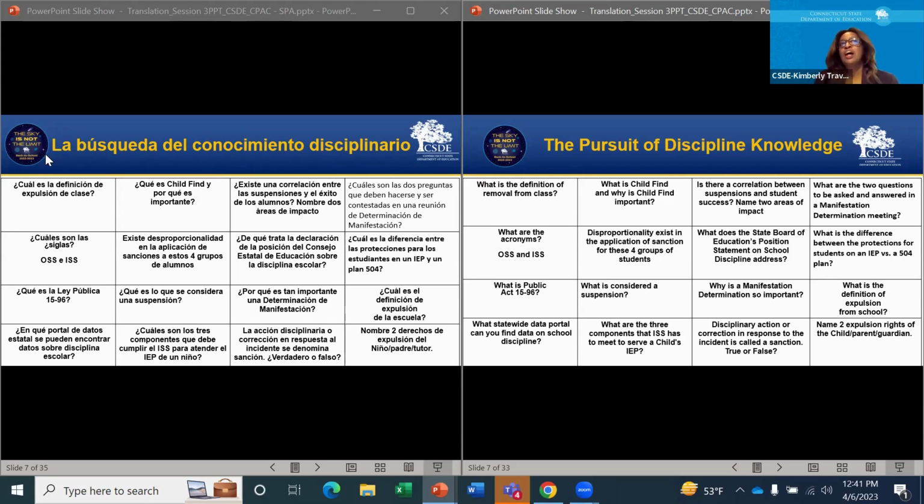What is the definition of removal from a class? And by the way, you can cheat. You can go back to the first and second PowerPoint, and you can also go on the school discipline website or EdSite. So any responses on what a removal is? Nothing in chat yet, and I don't see any hands raised. I'll give you a hint: it has to do with a certain amount of time. Anybody willing to venture a guess?